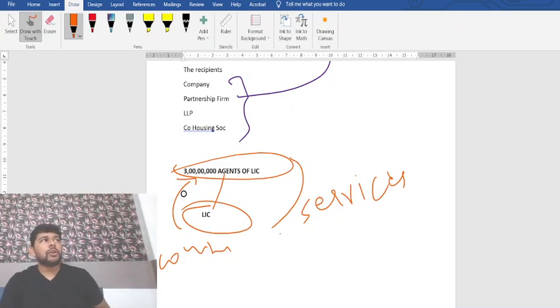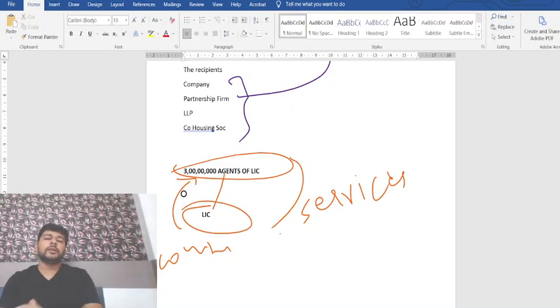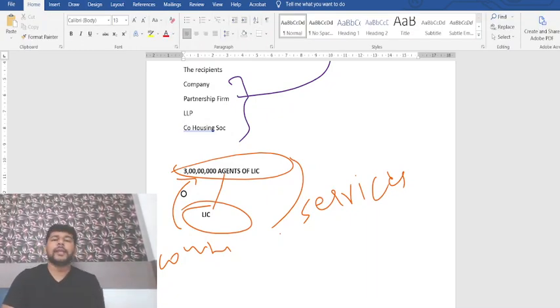But because the suppliers of services are these agents who are huge in number, whose individual turnovers may not really be crossing the basic limit for getting registered under GST, in such cases the onus has been shifted on the recipient of services, namely LIC. That okay, for whatever services you receive from your agents, the LIC, the company, is the one who is liable to pay the GST under reverse charge mechanism.